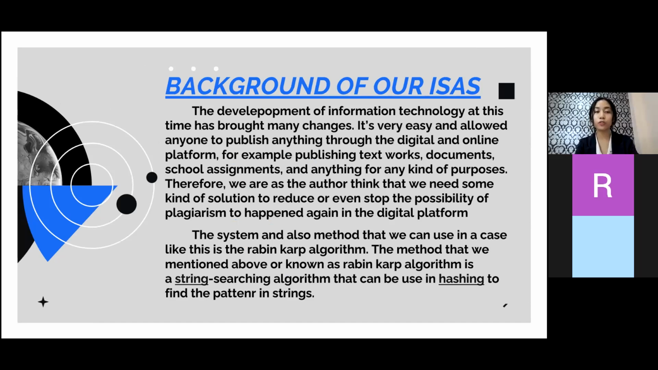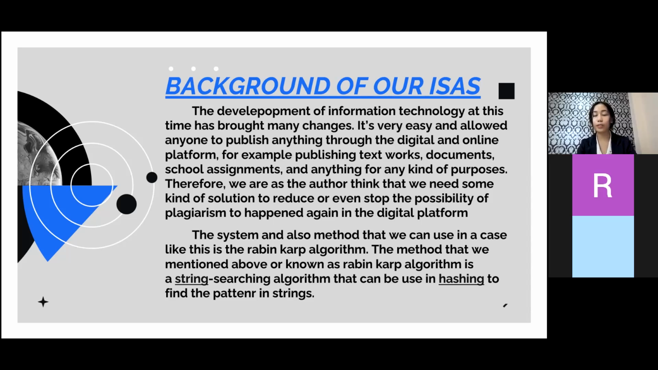Okay, so let's move to the first part in our presentation. So these are the background of our ISAS, or also the main reason why we choose to talk about the Rabin-Karp algorithm. So based on the development of information technology, at this time it has brought many changes. There are so many things that are becoming a lot easier because of the development of IT. It is very easy for anyone to publish anything through digital and online platforms. For example, we can publish text work, documents, and also school assignments for college students, or also school students from kindergarten to high school, and anything for any kind of purposes.